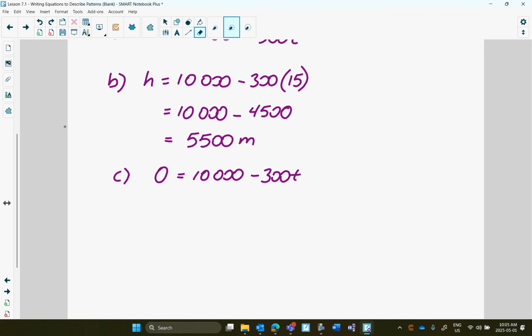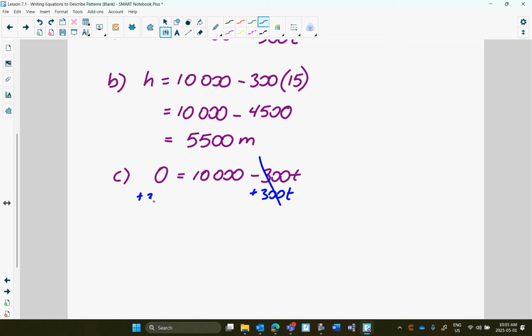What did I just create? An equation. And you guys have been solving a lot of these. So we have to solve. We got to get t by itself. What's the first thing I do? Sure, I could add 300t to both sides. I could have subtracted 10,000 and then divided both by negative 300. Sure, let's do that. Add 300t.